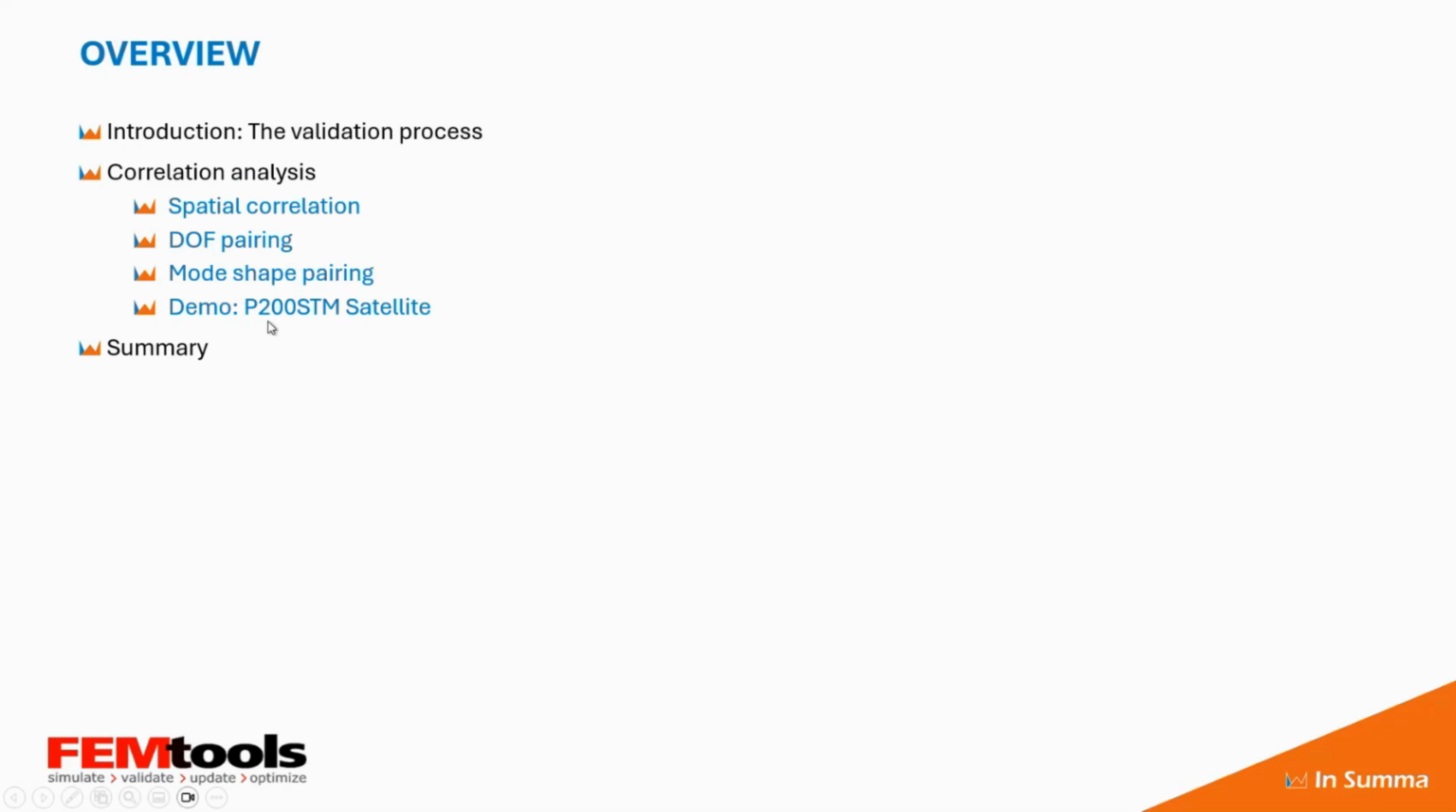So here we have a general overview of today's talk. We will start with some basic introduction, some basic terminology about the validation process, so the modal validation process. And then we'll talk about correlation analysis, so the toolbox actually within FEMtools and what you can find within that toolbox. Especially spatial correlation, degree of freedom pairing, mode shape pairing. And then we'll end the talk with a demo using the P200 STM satellite. And then, of course, there'll be a summary as well.